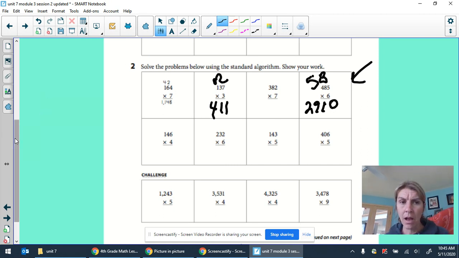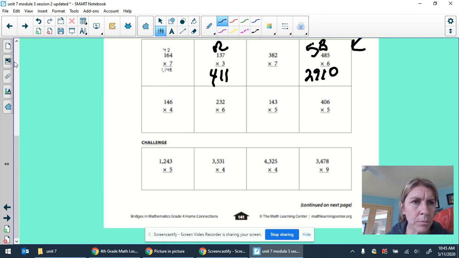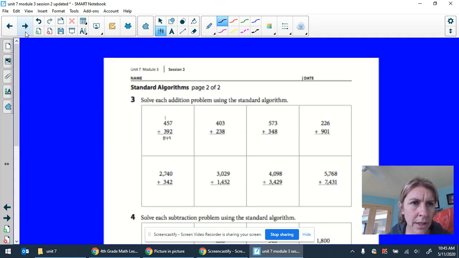By the way, this is how most parents do multiplication because they learned almost only this way. So they're going to be able to help you. I'm also going to attach a video to the lesson just to reinforce what I'm saying. Let's do one more down here. You guys have a lot.